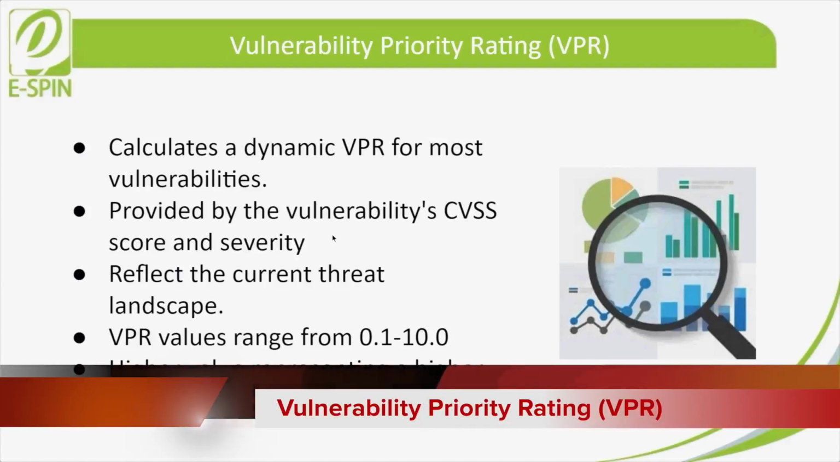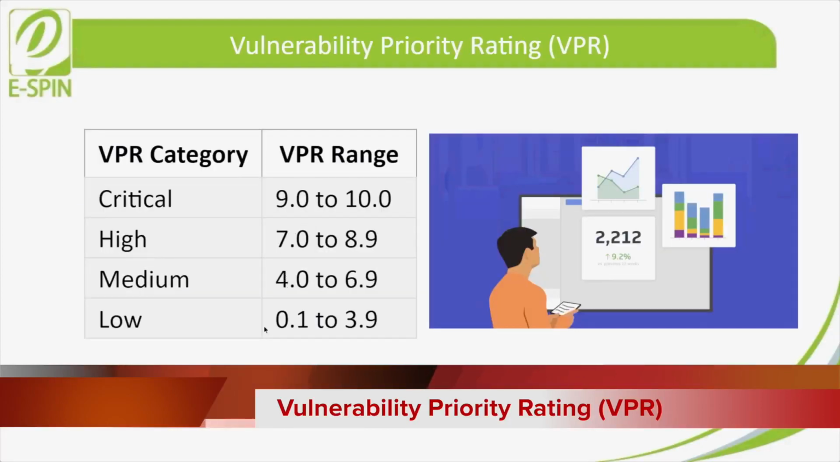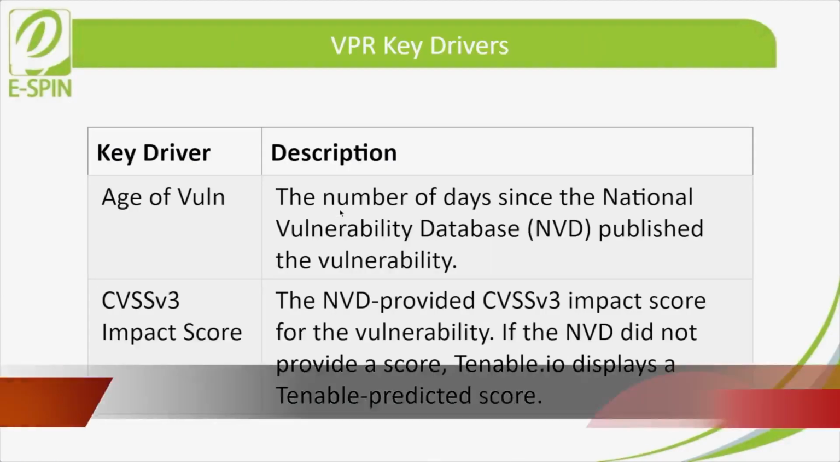VPR is a dynamic rating calculated for most vulnerabilities, and is informed by the vulnerability's CVSS score and severity. It also reflects the current threat landscape. The VPR value range is from 0.1 to 10.0. The higher the value, the higher the likelihood of exploit. This is the Vulnerability Priority Rating, VPR, table. The low category is considered 0.1 to 3.9, and the critical one is considered from 9.0 to 10.0. These are the VPR key drivers.